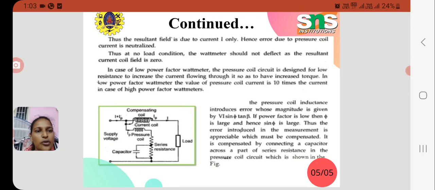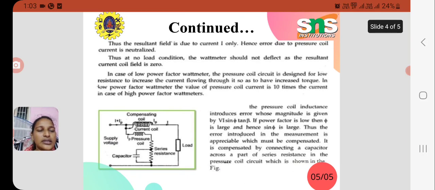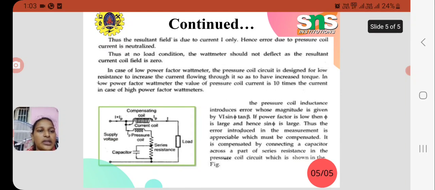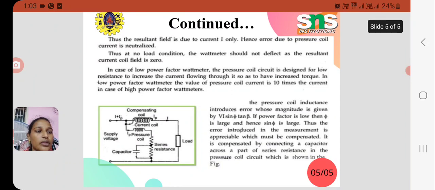In case of low power factor, the pressure coil circuit is designed for low resistance to increase the current flowing through it, so as to have increased torque. In a low power factor wattmeter, the value of pressure coil current is 10 times the current in the case of higher power factor wattmeters. Thus the error introduced in the measurement is appreciable, which must be compensated.